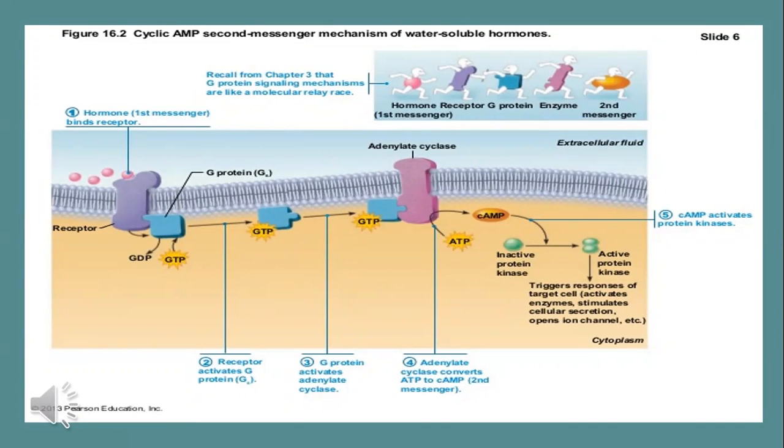Cyclic AMP second messenger mechanism of water-soluble hormones. Step 1. The hormone or first messenger binds to the receptor. Step 2. The receptor activates the G protein. Step 3. The G protein activates adenylate cyclase. Step 4. Adenylate cyclase converts ATP to cAMP, the second messenger. Step 5. cAMP activates protein kinase.